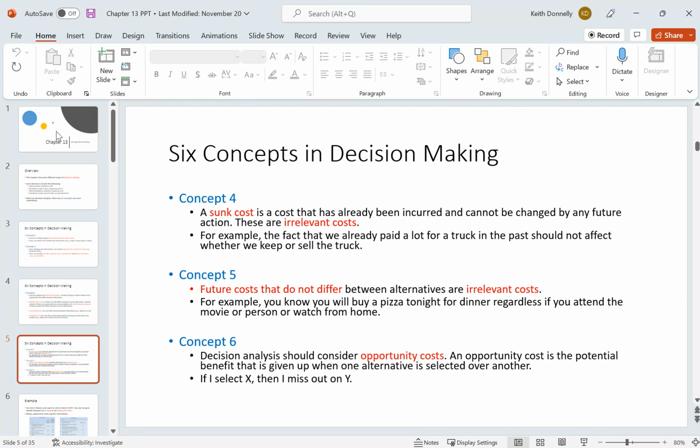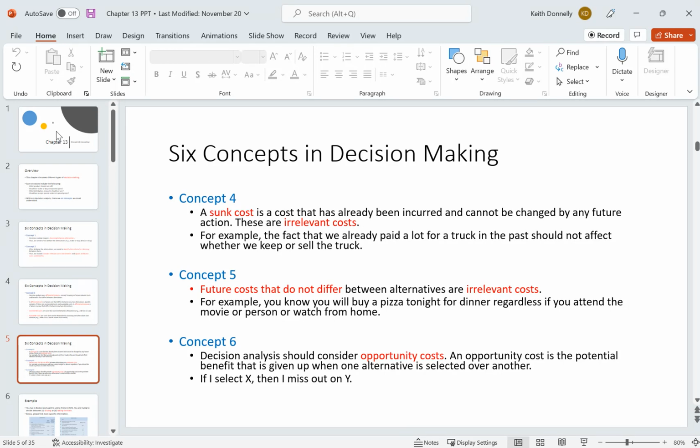So let's say that we're in our business and we're debating whether we should keep or sell this truck. Maybe when we bought the truck, we were a little ambitious. We thought we were going to use it. It turns out we really don't have the need for this truck. Here we are, making a decision to keep the truck or sell the truck. One thing that shouldn't come into play in this analysis is the fact that in the past, we paid a lot for the truck. That's kind of an emotional sentiment.